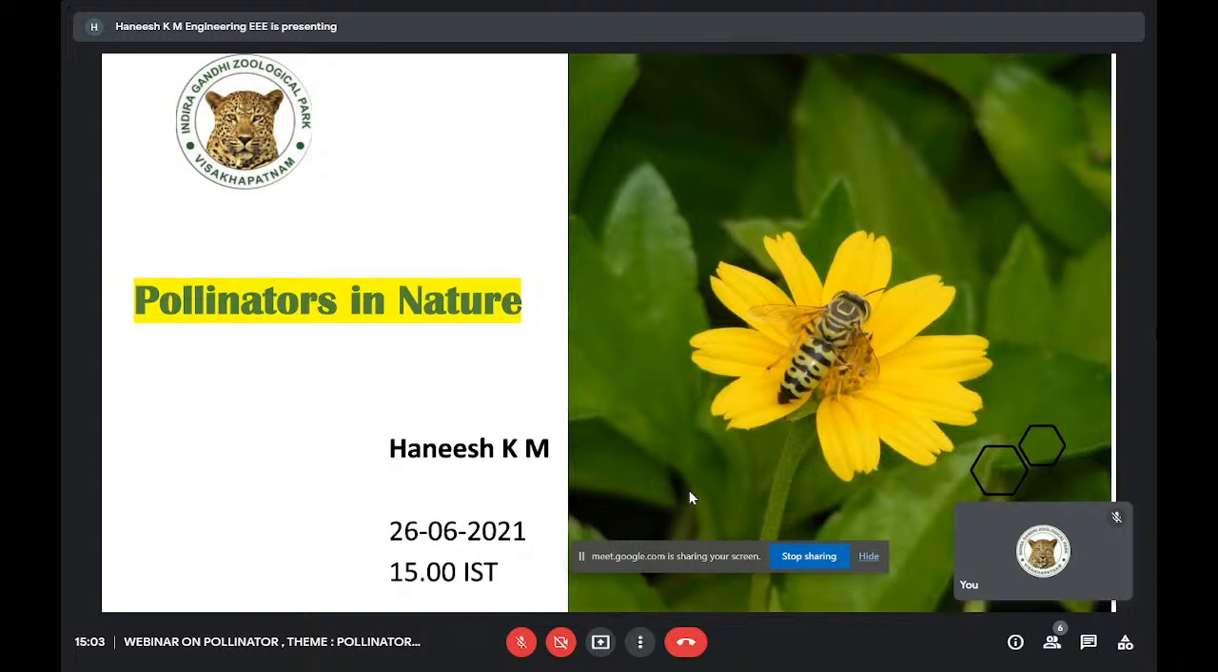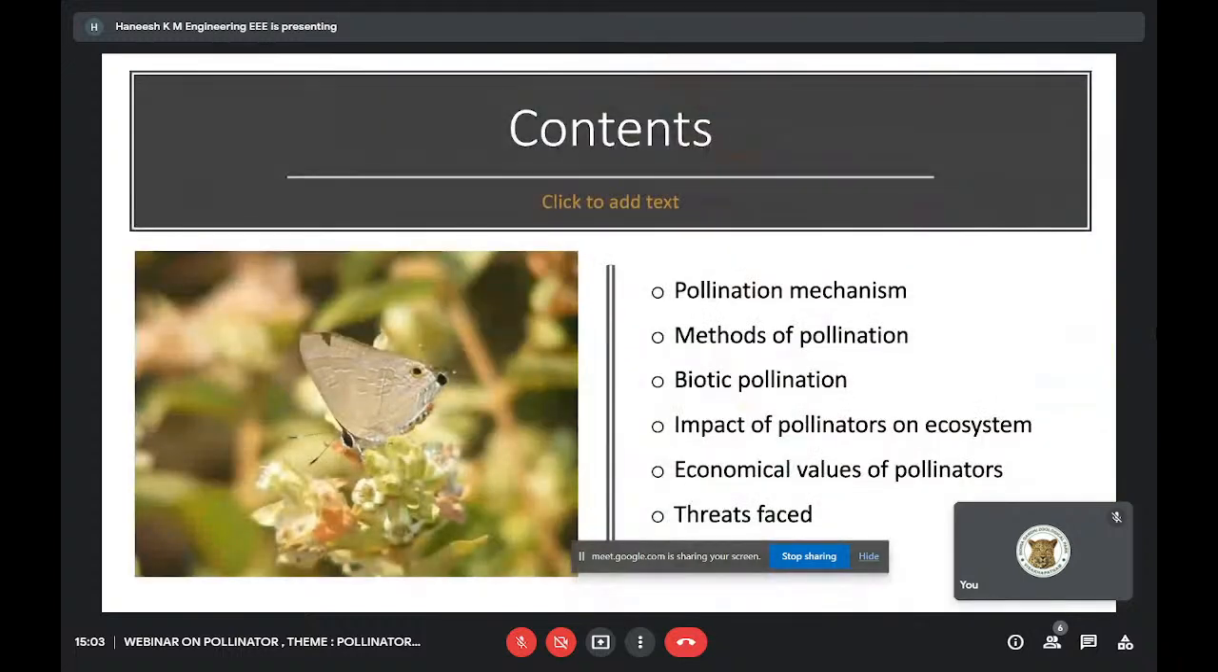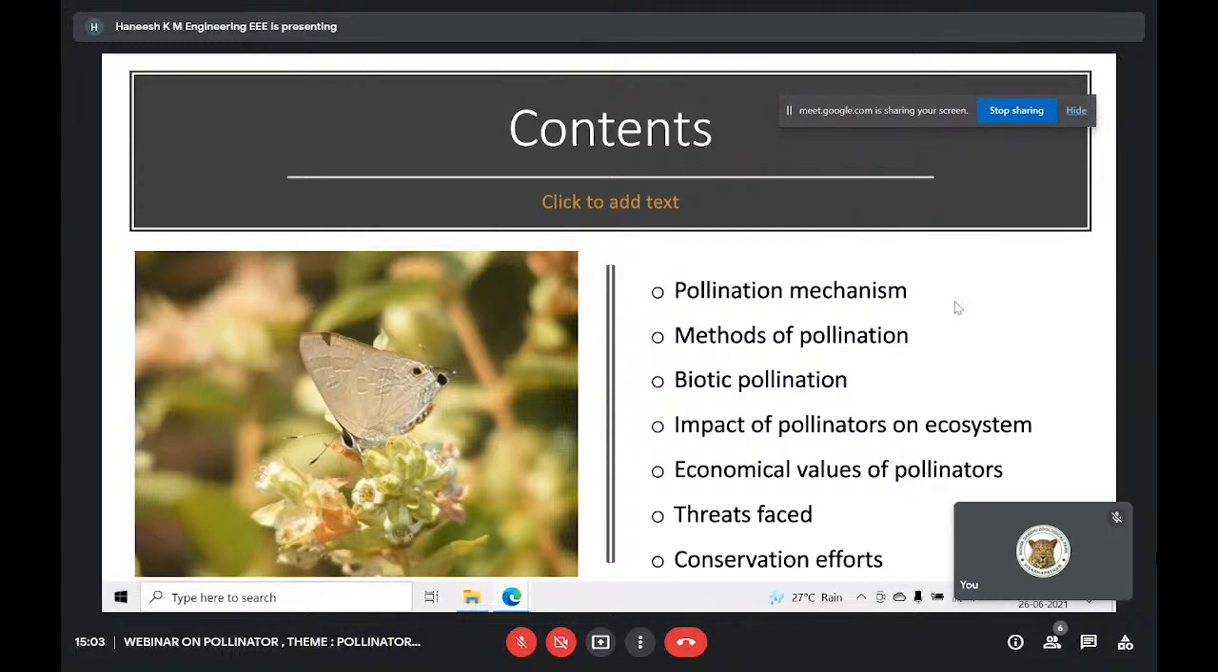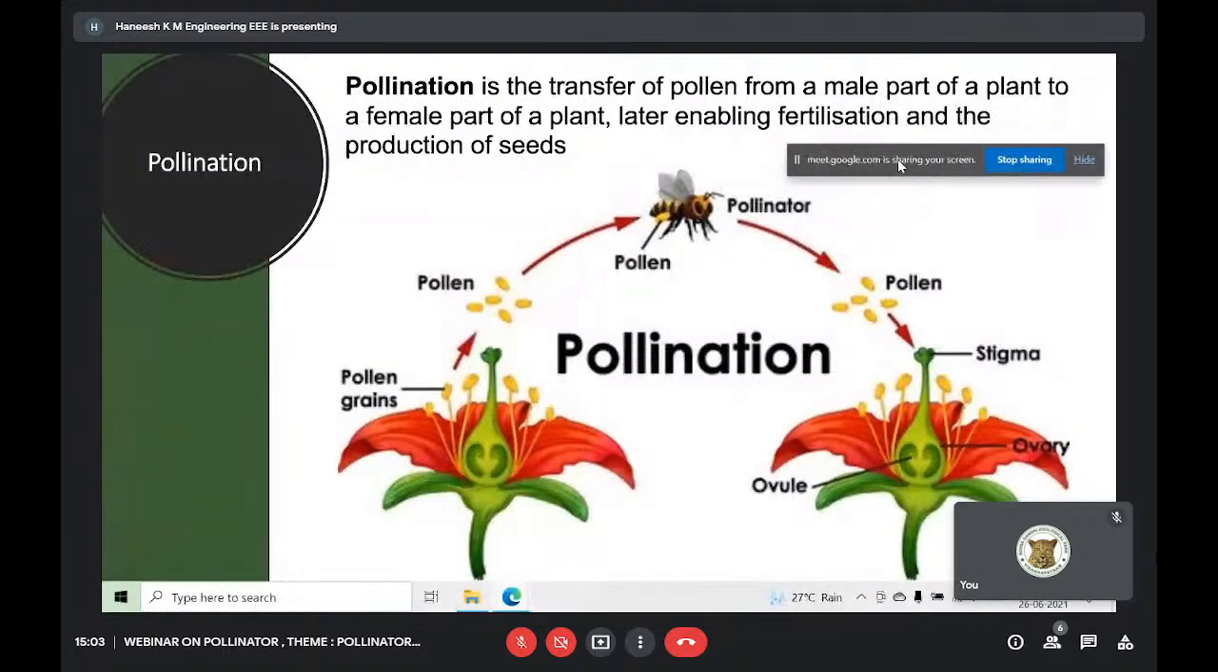These are the contents. We'll be going through the pollination mechanism, different methods of pollination, biotic pollination, the impact of pollinators on the ecosystem, the economic values of pollinators, what the different threats faced by these pollinators are, and also the conservation efforts we can take to conserve these pollinators in nature. So that's about the introduction.